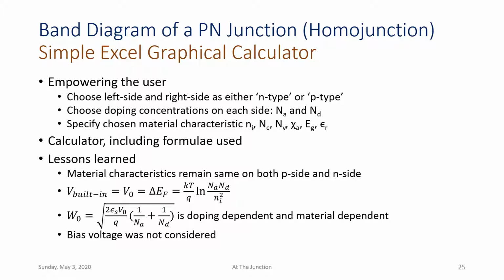So you see within the expression N sub A and N sub D. And obviously you see V naught. But it's also material dependent because you see the permittivity of the semiconductor within that expression. And finally, the Excel sheet does not take into consideration any bias voltage, forward bias or reverse bias, being applied to the PN junction. So the Excel graphical calculator considers simply the equilibrium conditions.